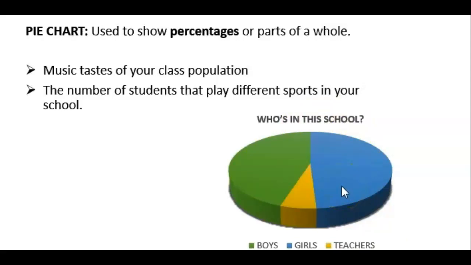Examples of when to use this graph could include music tastes in your class population. So 25% of your class likes hip-hop music. Another example, the number of students that play different sports in your school. So 60% of our students at Sandburg play hockey, 20% play basketball, and so on.